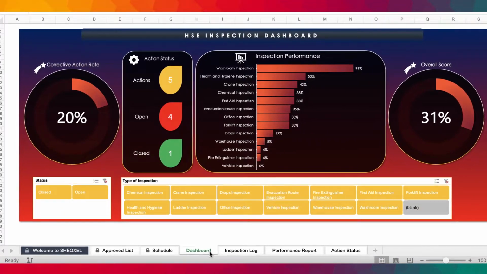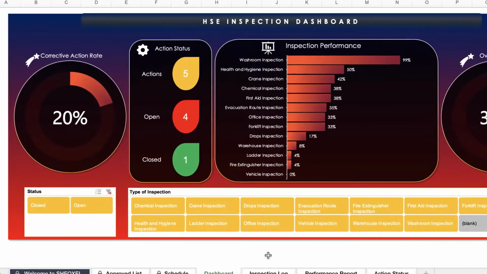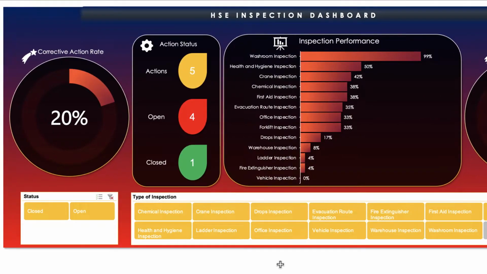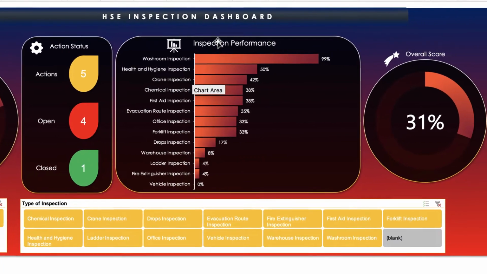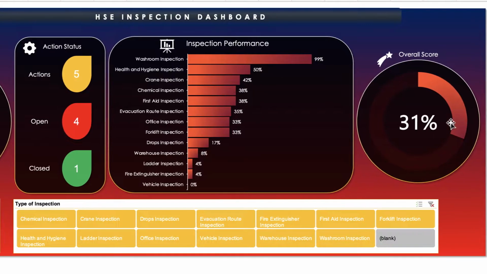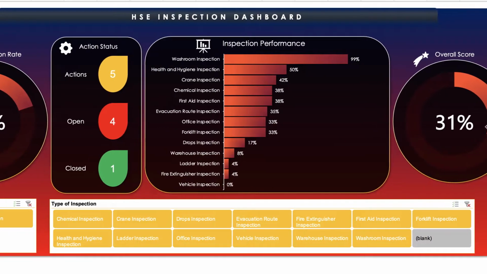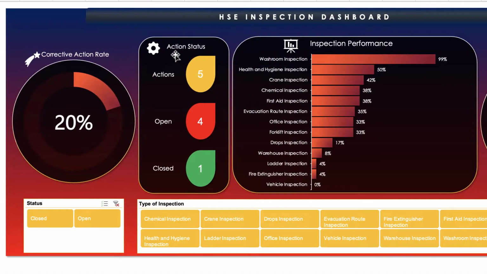So this time around we've done the dashboard, and as you can see, this is a very powerful, very colorful looking dashboard, and it has some interesting features. All right, so over here you can see the various inspection programs and the percentage completion rates, and this is the overall completion rate. Now we went a step further to introduce a corrective action rate, which is based on the status of actions that you'll be recording from your inspection programs.